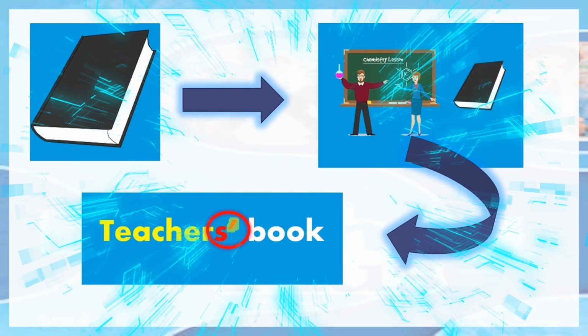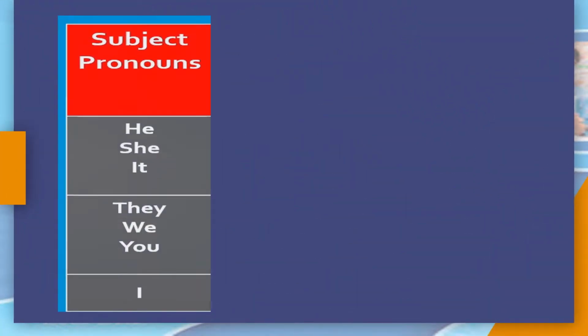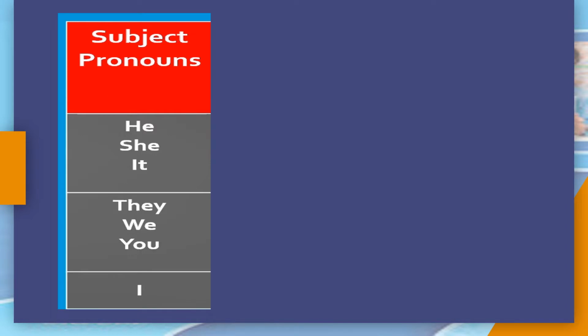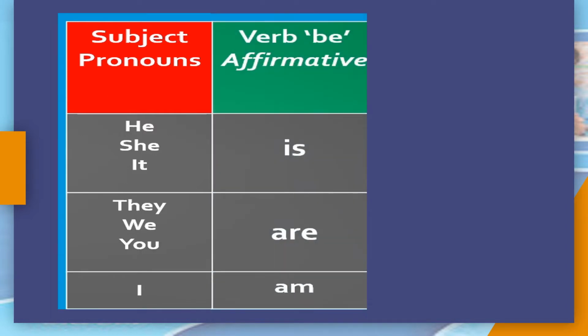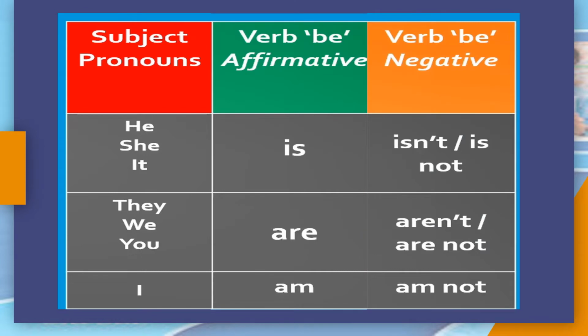And then we also learned about subject pronouns: he, she, it, they, we, you, I. And then we learned the verb in the affirmative, when you confirm something: he is, she is, it is, they are, we are, you are, I am. And then we learned how to say the negative form: he isn't, he is not, she isn't, she is not, it isn't, it is not, they aren't, they are not, we aren't, we are not, you aren't, you are not, I am not. We learned all of this in the previous week.